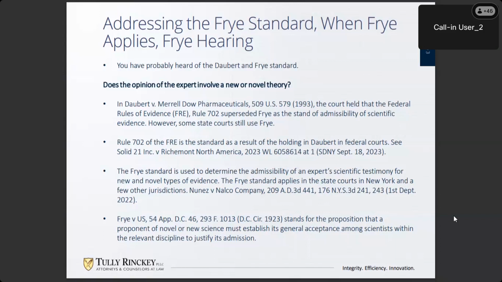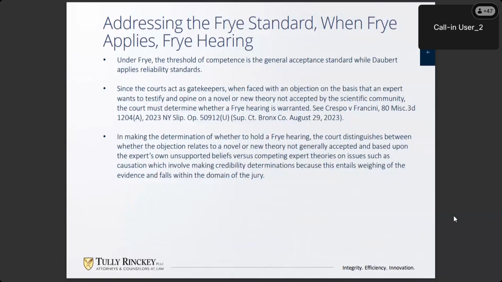I'm not going to go into the whole Frye case that is cited in your course material, including the standard that was applied in Frye. But the Frye standard applies, like I said, in state courts in New York and a few other jurisdictions. It's used to determine the admissibility of an expert's scientific testimony for new and novel types of evidence. And it stands for the proposition that a proponent of novel or new science must establish general acceptance among scientists within the relevant discipline to justify its admission. So we'll go on to the next slide, which is, I think, slide 4.